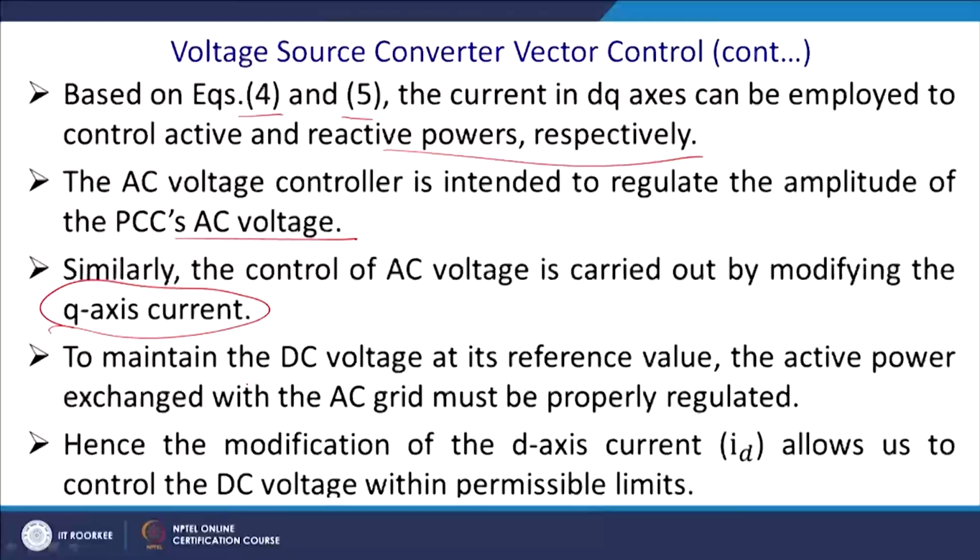So, sagging or swelling can be controlled by controlling the Q axis current, but in normal healthy condition this is not touched.